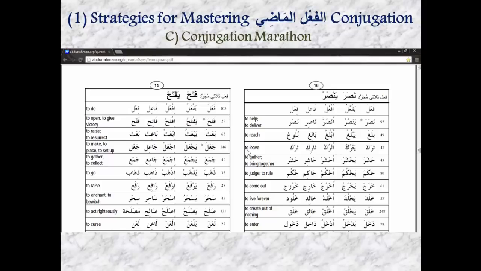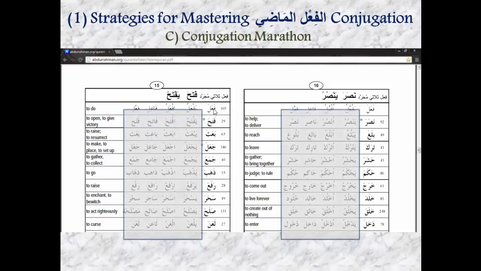So I would urge you to go to this site over here and to open up this PDF document, which contains the most common verbs that appear in the Quran. And I want you to take 5 verbs a day, just 5 verbs, and just focus on the far right column because we haven't learned the other forms yet.